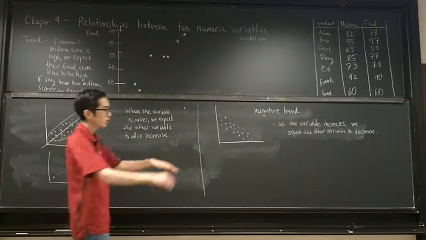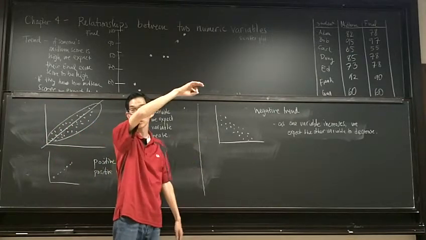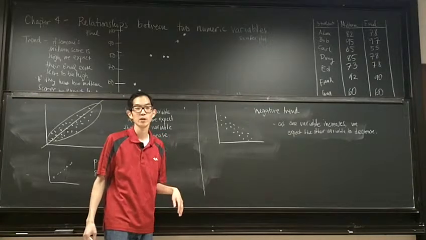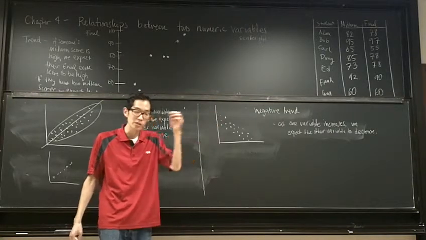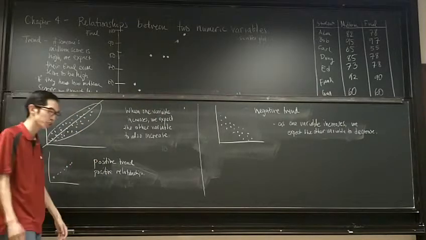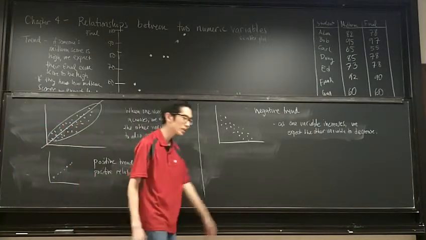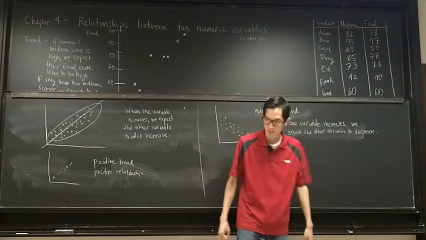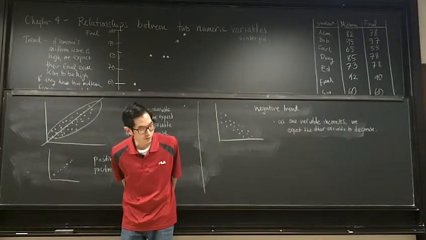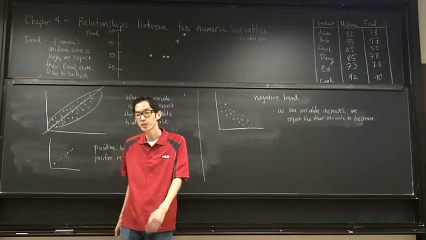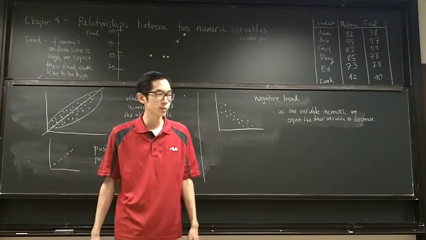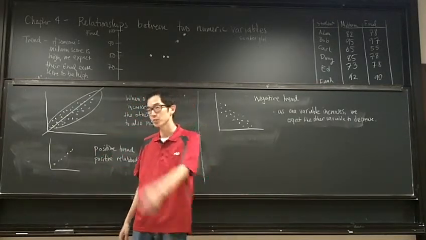Negative trend, when one increases, the other decreases. If we decrease one, what happens to the other? It increases. So let's think of things that have positive relationships and negative relationships. Can you think of two numeric variables that might have a positive relationship, or two numeric variables that have a negative relationship?